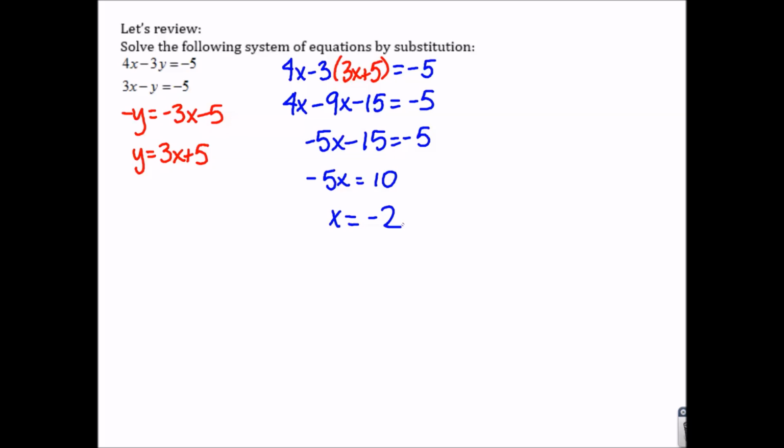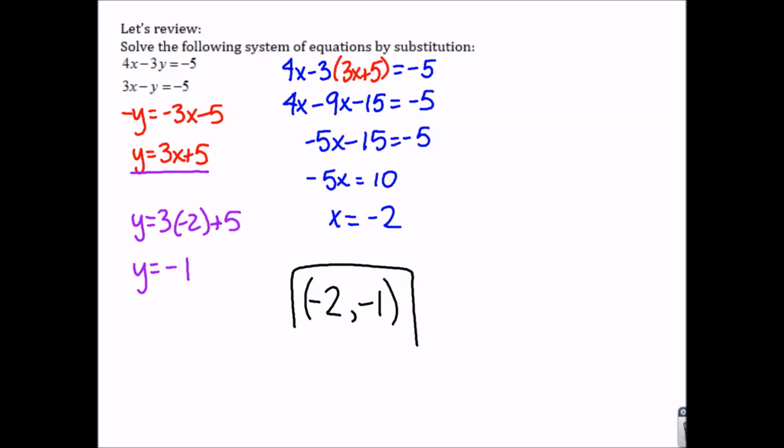But I also need to solve for y. So I'm going to go back and use this equation here, y equals 3x plus 5, and plug -2 in for x. So I have y equals 3 times -2 plus 5. So 3 times -2 is -6, plus 5 is -1. When you write your final answer, you should always write it as an ordered pair. So I have the point -2, -1 as my final answer.